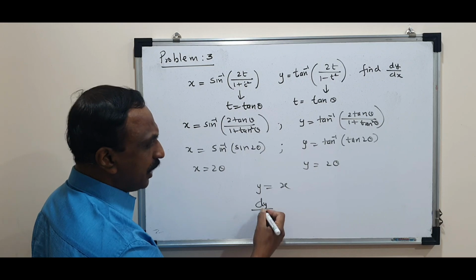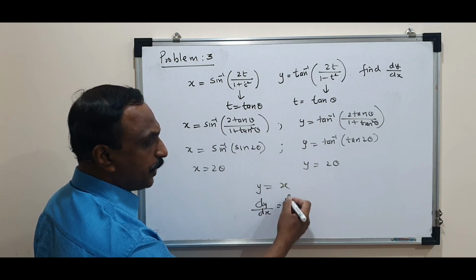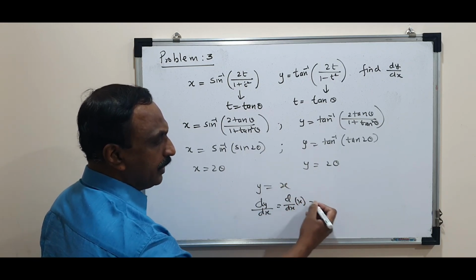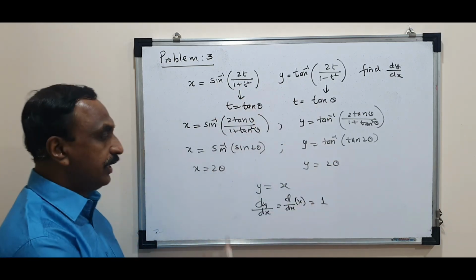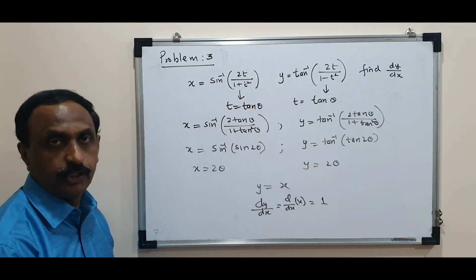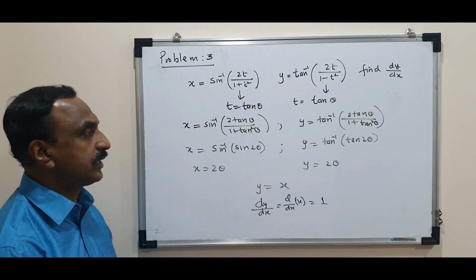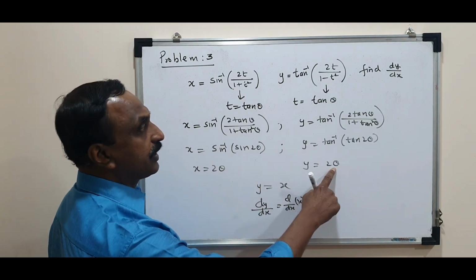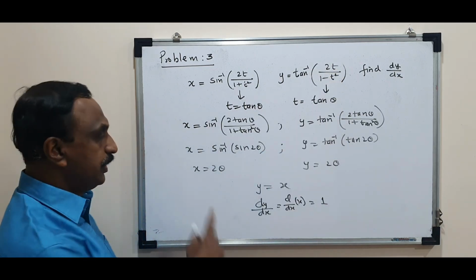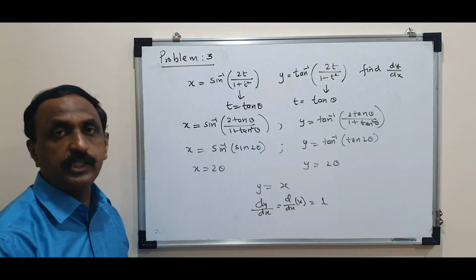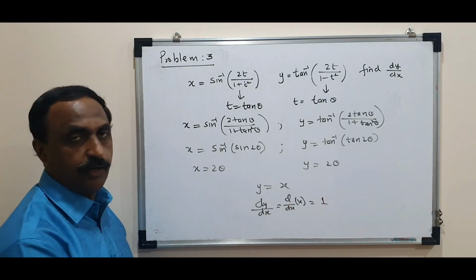So dy by dx is equal to the derivative of x with respect to x, which gives you 1. So you don't have to convert it back to theta here and find the derivative. Directly you can get a relationship between the two and then get your answer. It is not necessary that it should be 2 theta every time. I could have made it a function in 3 theta also here. Anyhow, I will be able to get a relation between x and y, then I can differentiate and get the answer.